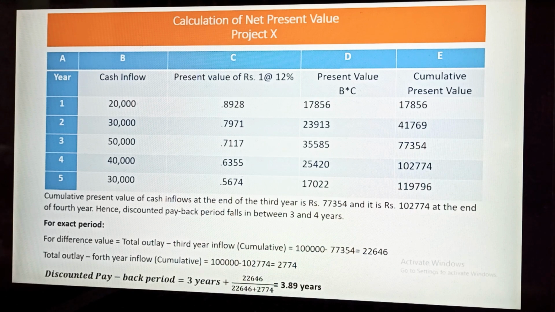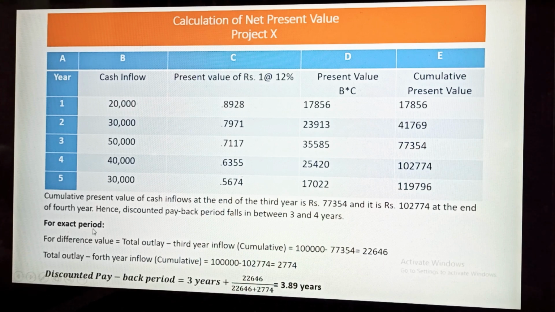But sometimes it may be asked that tell me the exact value, the exact years, the exact payback period. So in that case what you will do: here I have written the cumulative present value of cash inflows at the end of the third year is rupees 77,354, and it is 1,02,774 at the end of the fourth year. Hence the discounted payback period falls between 3 to 4 years. In this year your payback period will fall.